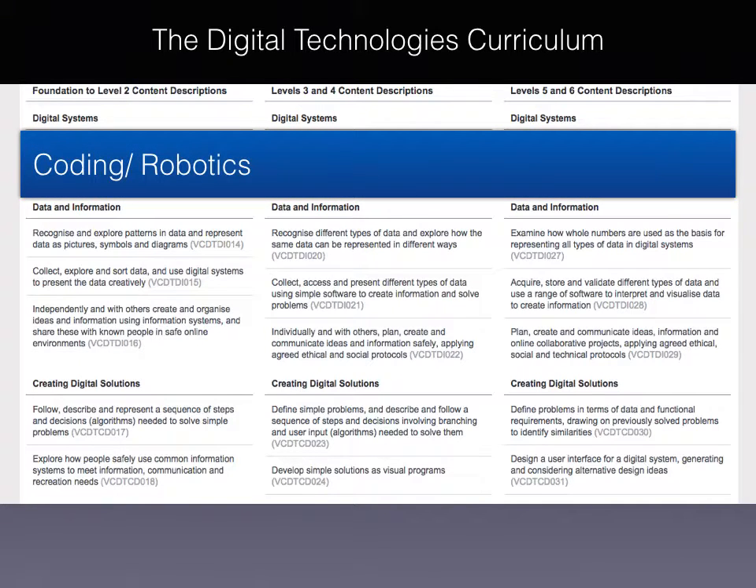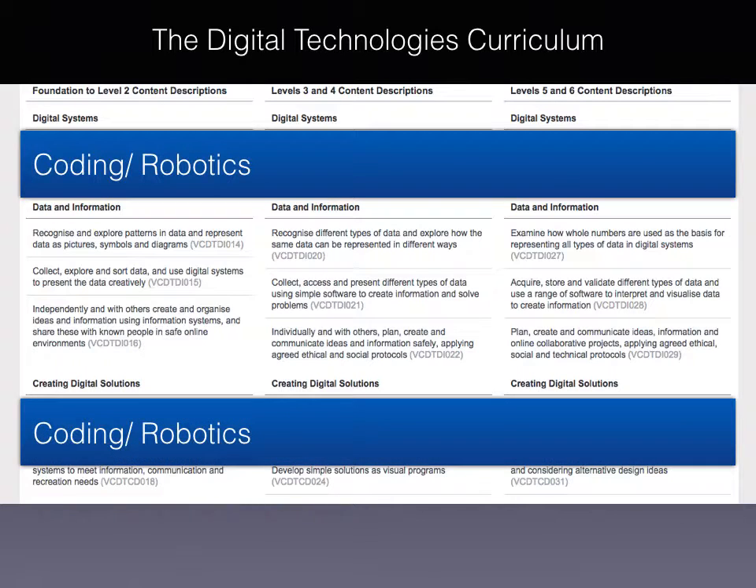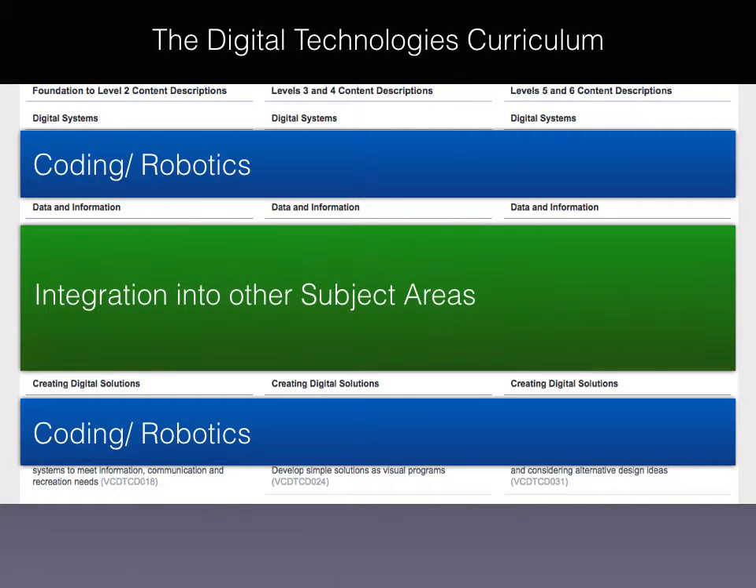Now, from my work with the robots and the integration that we talked about, I've found that part digital systems is covered by coding and robotics, as is creating digital solutions. The part in the middle, the data and information, isn't. It's the area that you might need to have a bit of teaching or integrate it into other subject areas. So that's good to know.